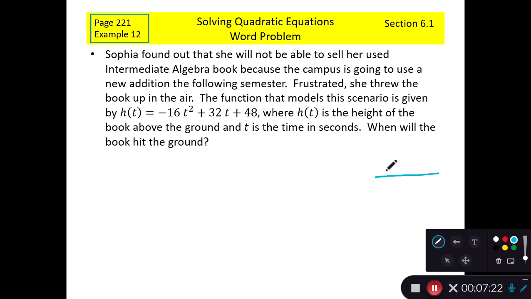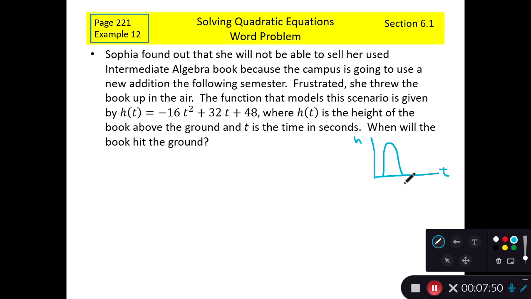Here's the ground. Sophia is standing right here. She throws the book up in the air, and then it comes on down. All right? So, this is the height. This is the height. And this is how long in time it takes her, right? X and Y, parabola.